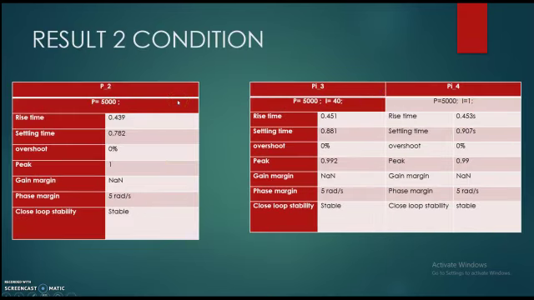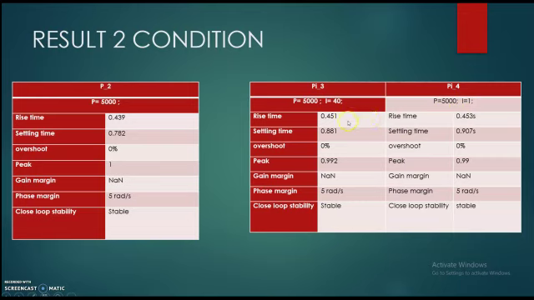Next, for the result of condition 1, when we set the proportional gain at 5000, you can see that at first, when there is only proportional gain, the rise time is 0.439 and there is a settling time. But when we start adding the integral, as you can see, for PI3 the integral is 40, and for PI4 the integral is 1.